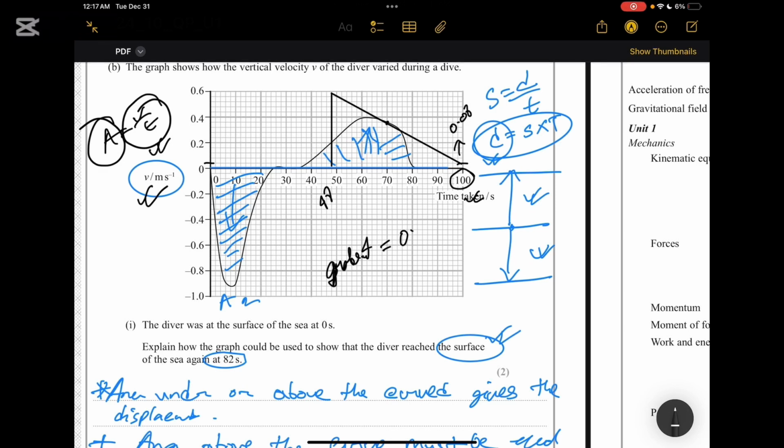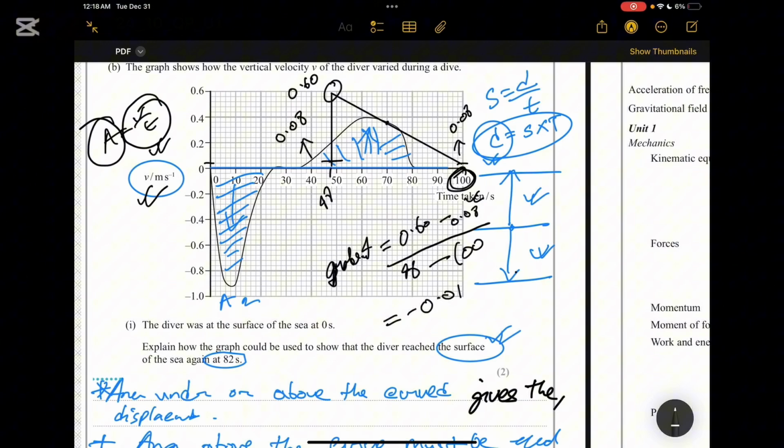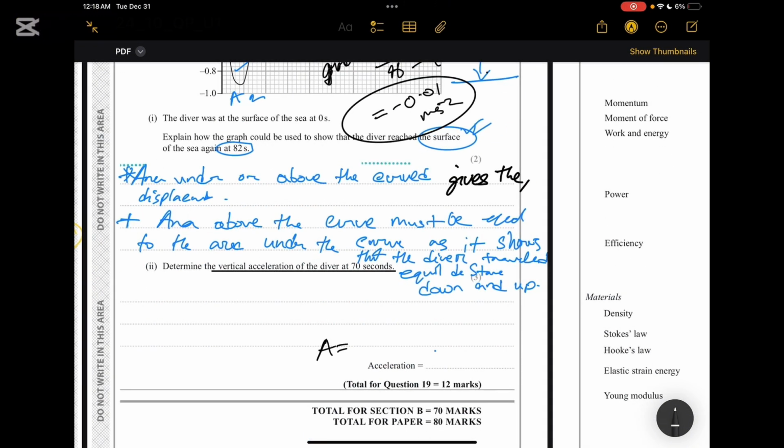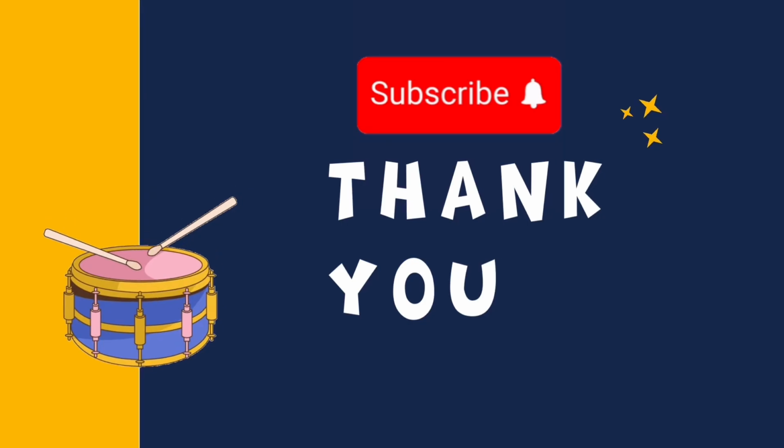So our gradient will be 0.60, this is the 60 value, which is 0.60, minus this value, which is 0.08, divided by this value, which is 48, minus this 100 value, which comes as minus 0.01 m s^-2. So this is our acceleration. So we can say acceleration is equal to minus 0.01 m s^-2. So we are done with solving.